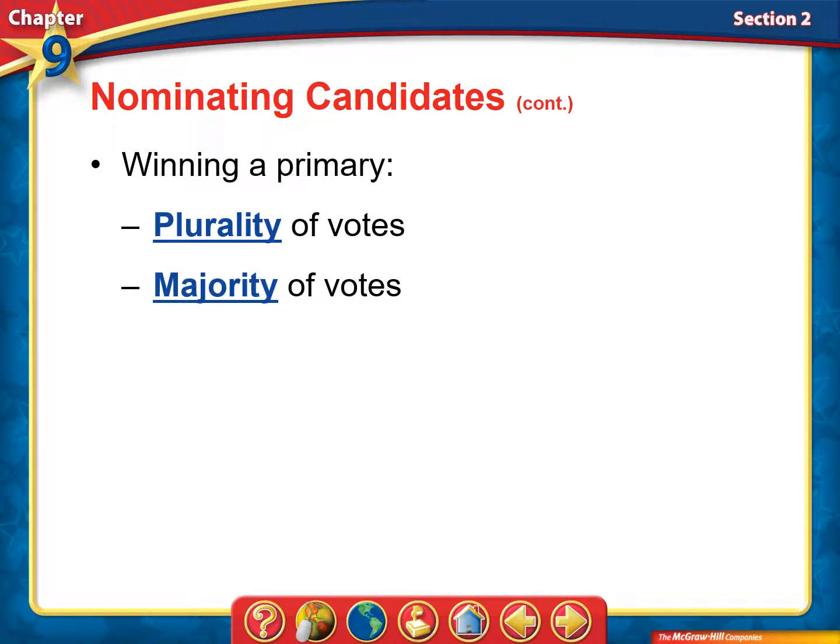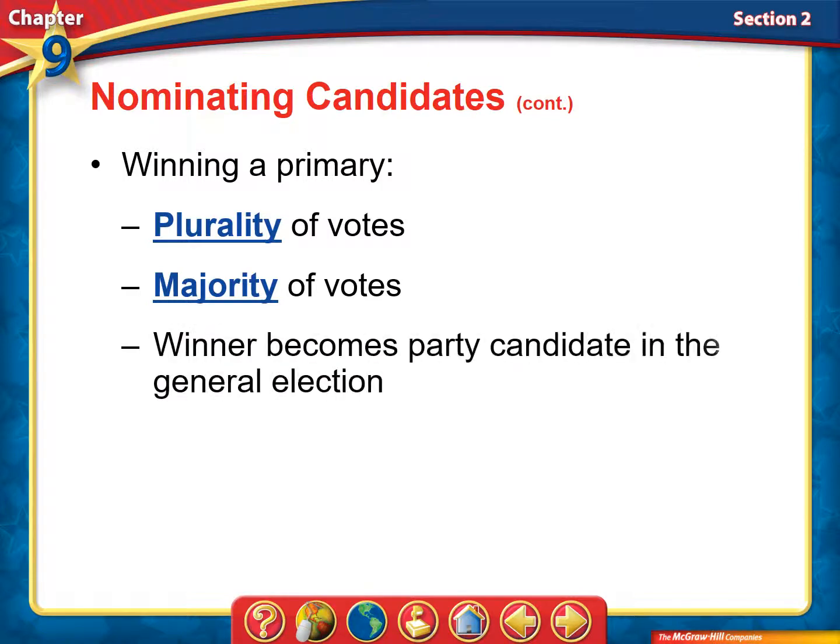There's also a majority of votes. This is a little more complicated. A primary operating with a majority means that a candidate must receive more than 50%. And then finally, the winner becomes the party's candidate in the general election.